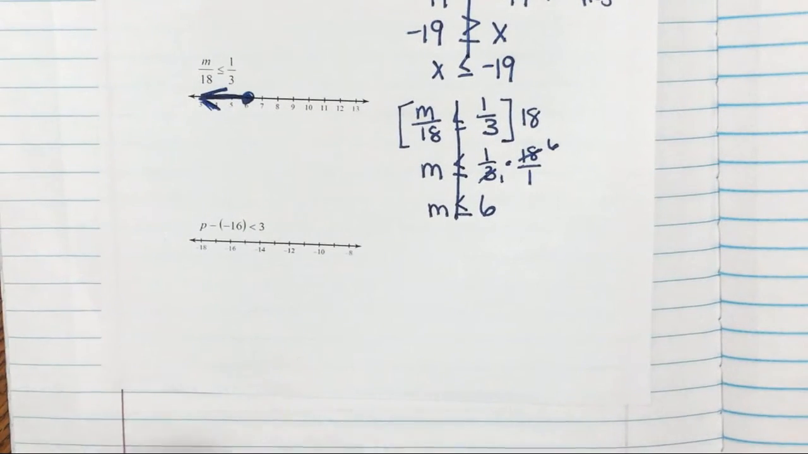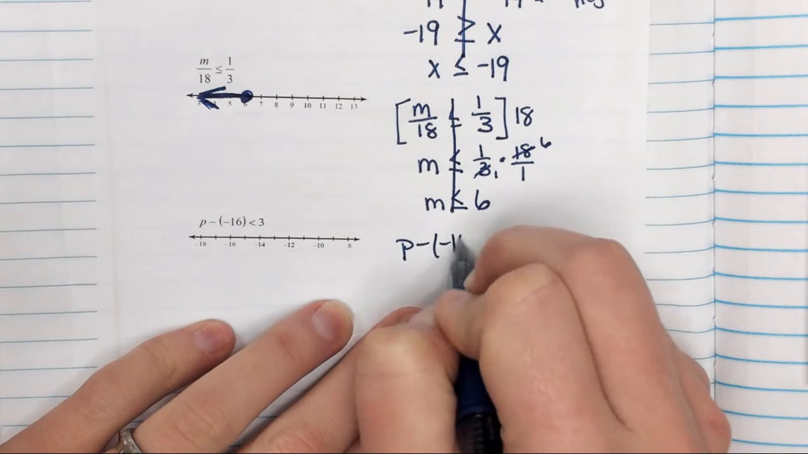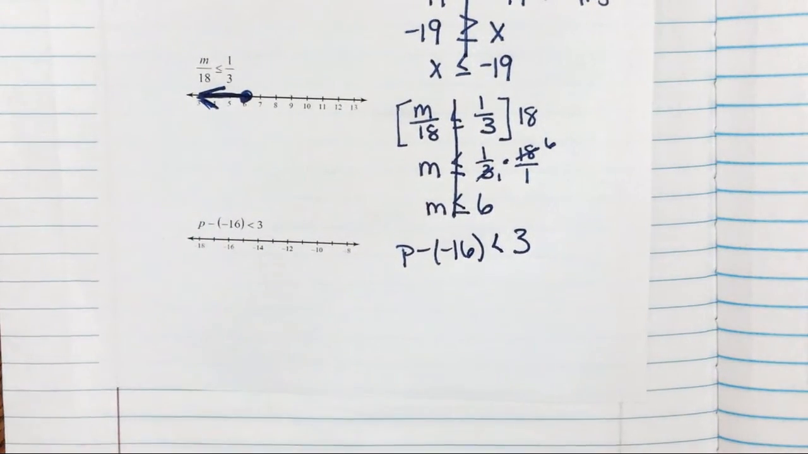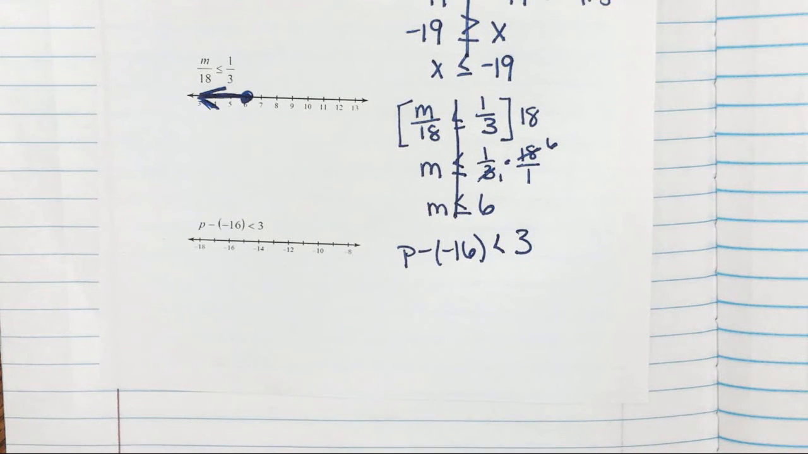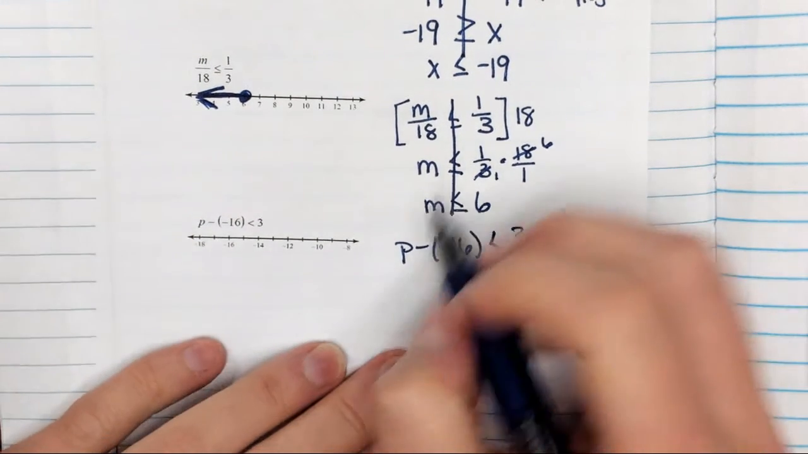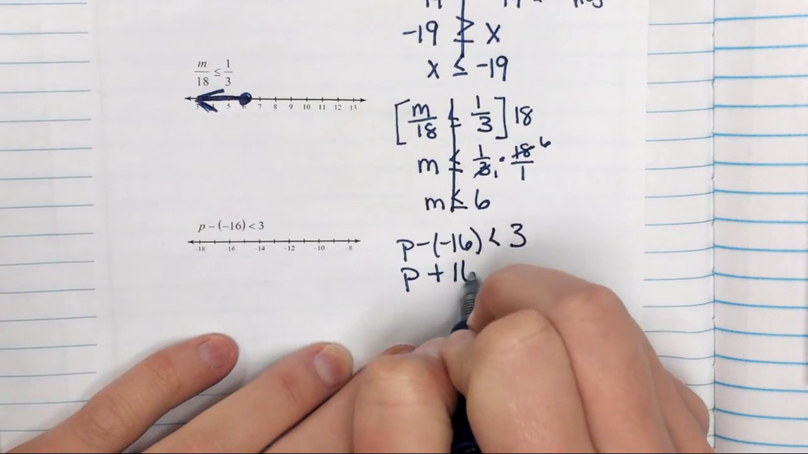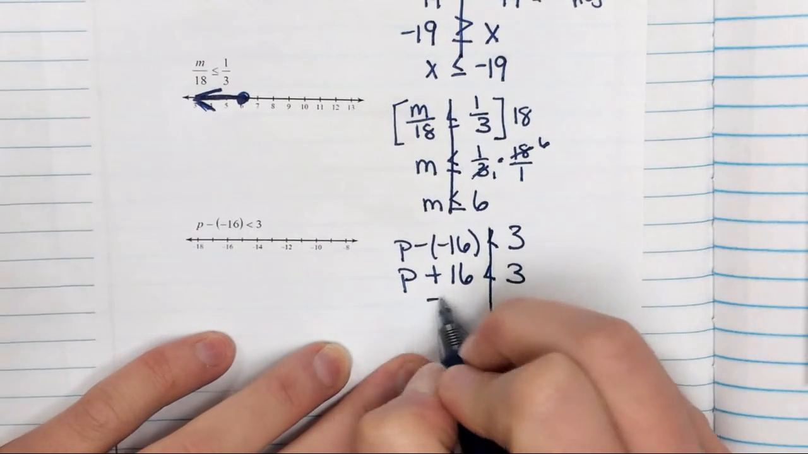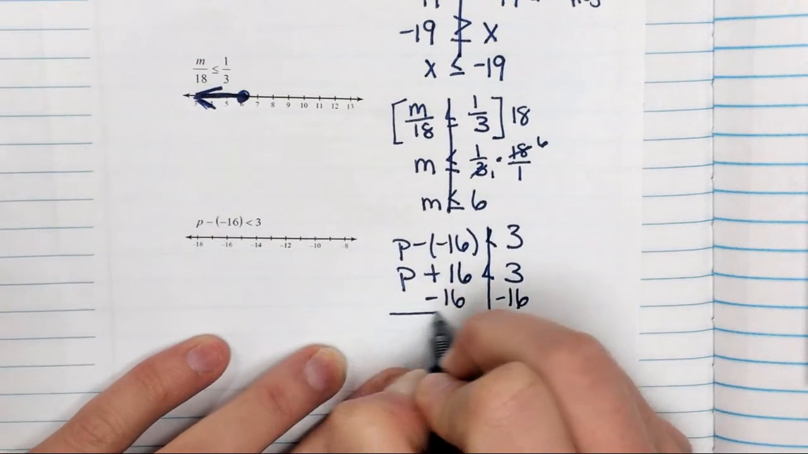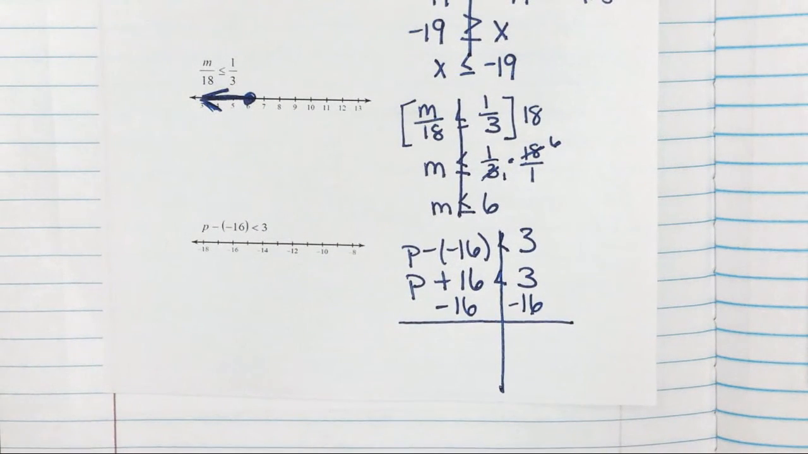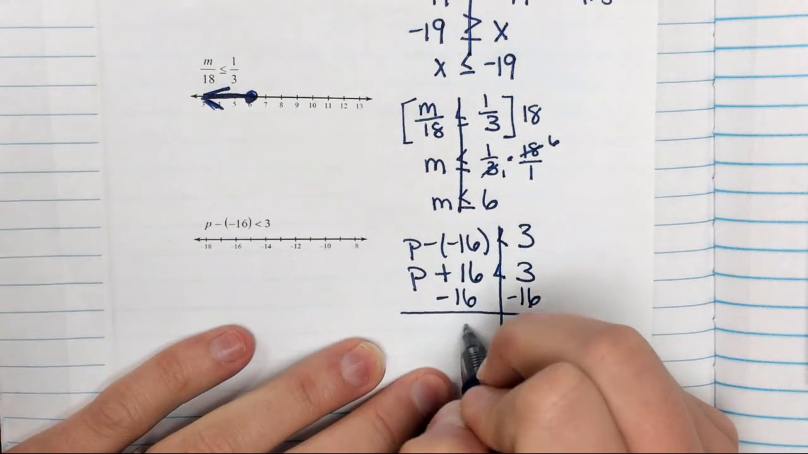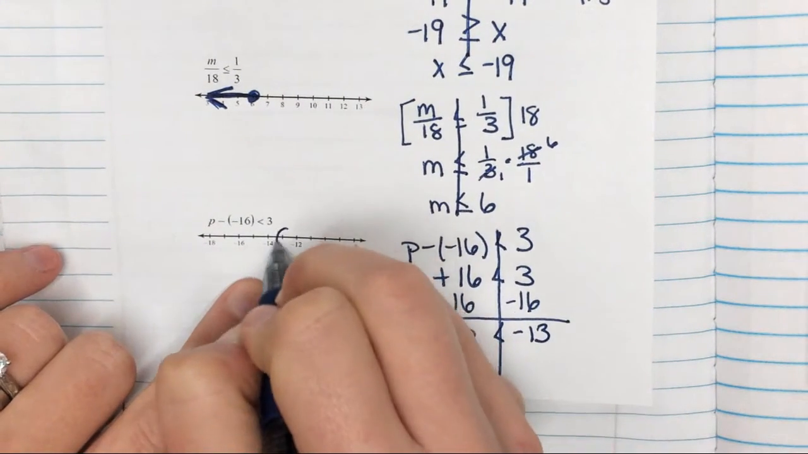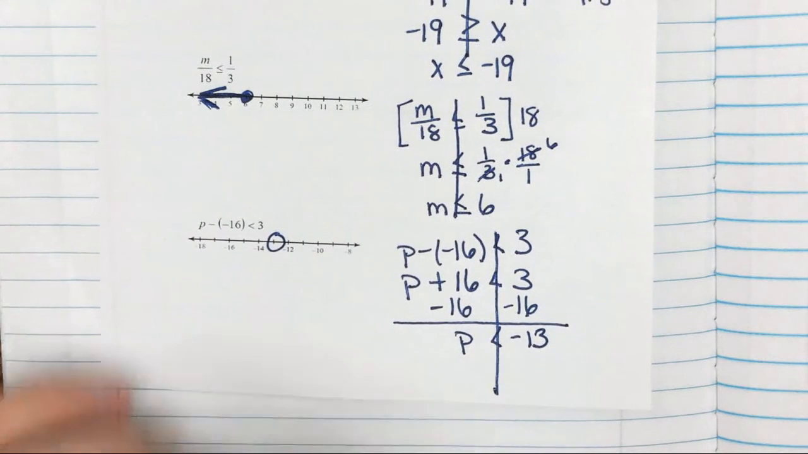Last one-step inequality. I have p minus a negative 16 is less than 3. I have a double symbol here, which really doesn't help me too much in algebra, so I'm going to go ahead and switch that. Minus a negative is the same as adding a positive, so I have p plus 16 is less than 3. I see addition, so in order to solve that, I'm going to subtract 16 from both sides. That's the subtraction property of inequality. And I'm going to be left with p is less than negative 13. So I have an open circle on negative 13, and all the numbers less than negative 13 are pointing to the left.